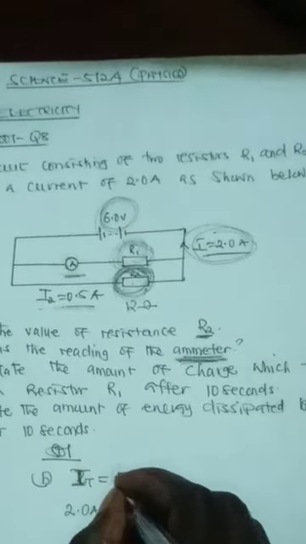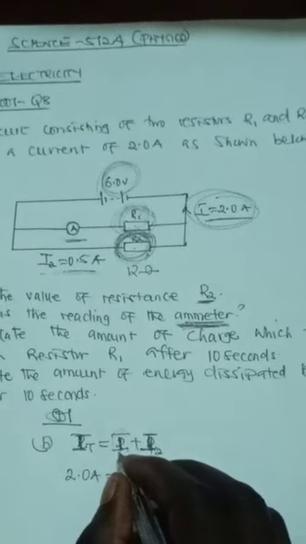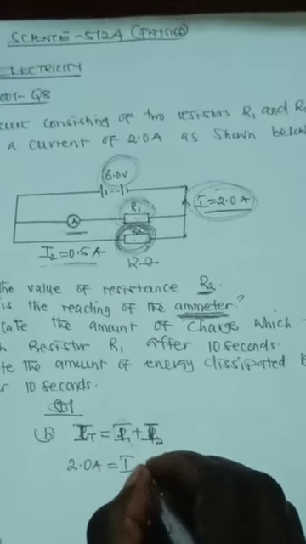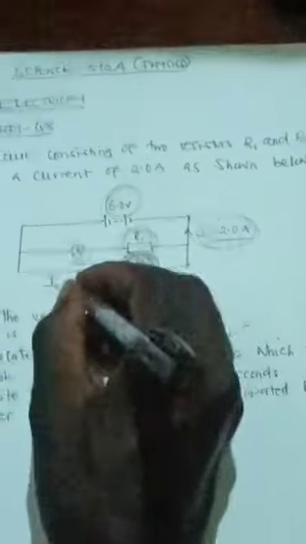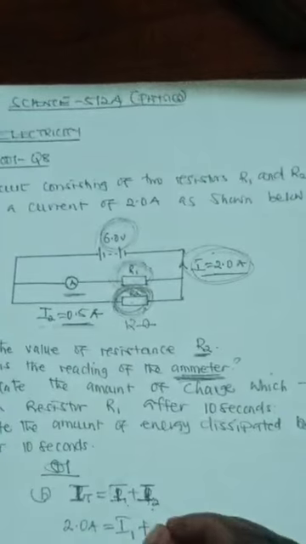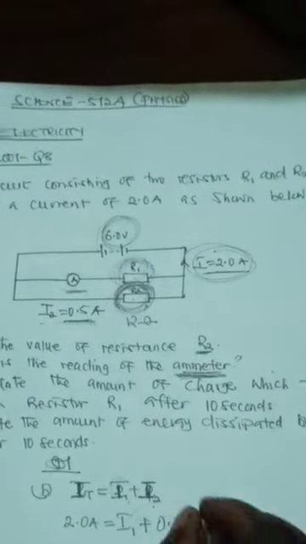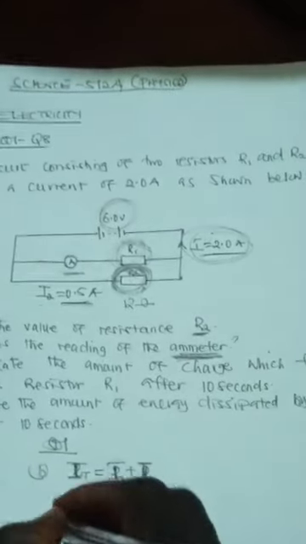Sorry, this is current, not resistance, please. What is the value of I1? This is what we want to find, plus the value of I2. The value of I2 is 0.5, so we put 0.5 amps here. We collect like terms together, so we have to take this value here to the other side.